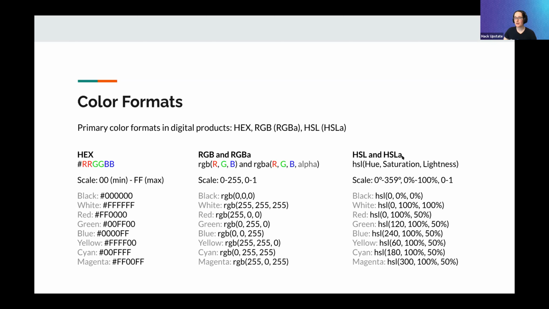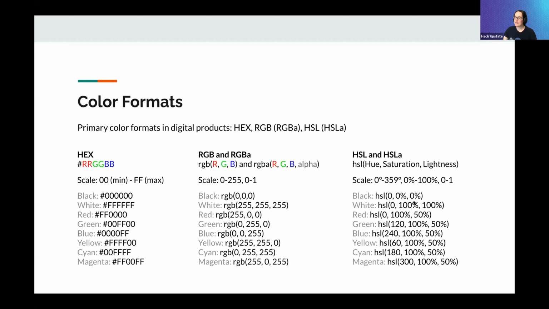HSL is actually one that I only learned about last year, but it's kind of cool because it has one value for your hue, which is that base color. If you have a circle that has all the colors in the rainbow arranged around it, the hue is just the degree, the angle of how far along the circle you are. That's why it maxes out at 359, technically 359.999, because it's how far around the circle you can go. So you're basically picking a hue off of that circle, and then you can adjust your saturation and your lightness.